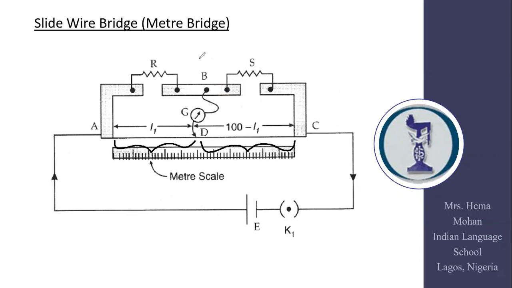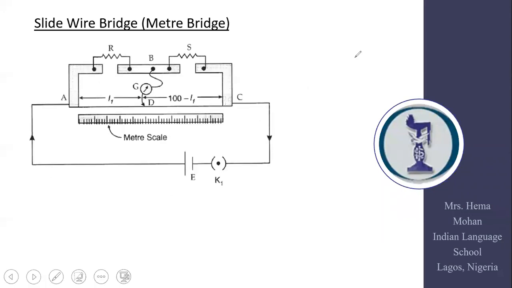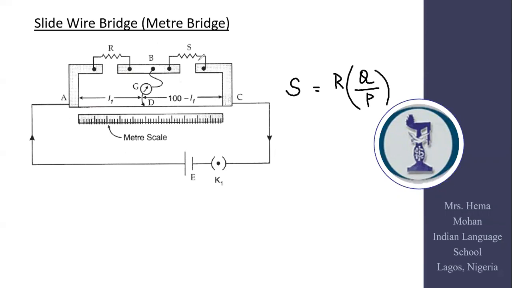So whatever conversion you are going to get by way of centimeter to meter gets cancelled off, so you can still work with centimeter. So what are we going to do over here? Once we obtain the conditions of bridge balance, we are going to go back to our mathematical condition. We obtained S equal to R times Q by P, where Q and P are the resistances of the particular length of the wire.